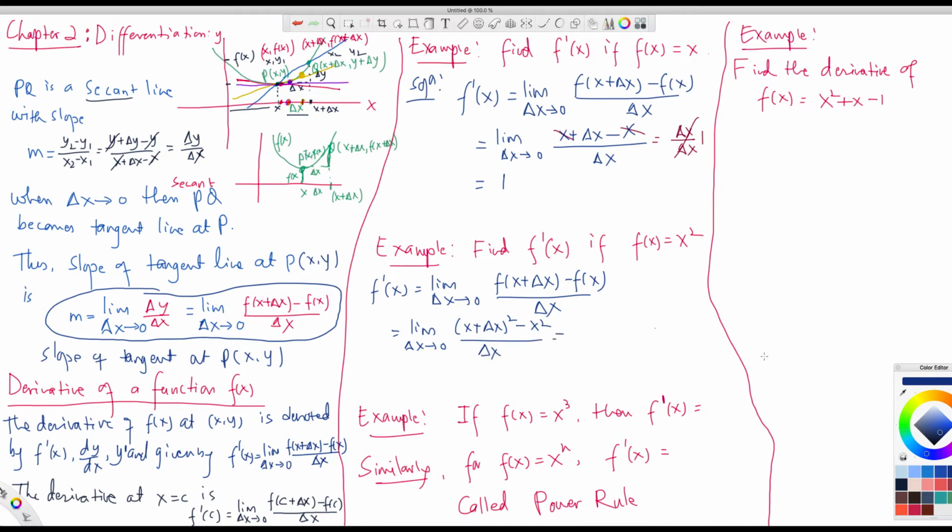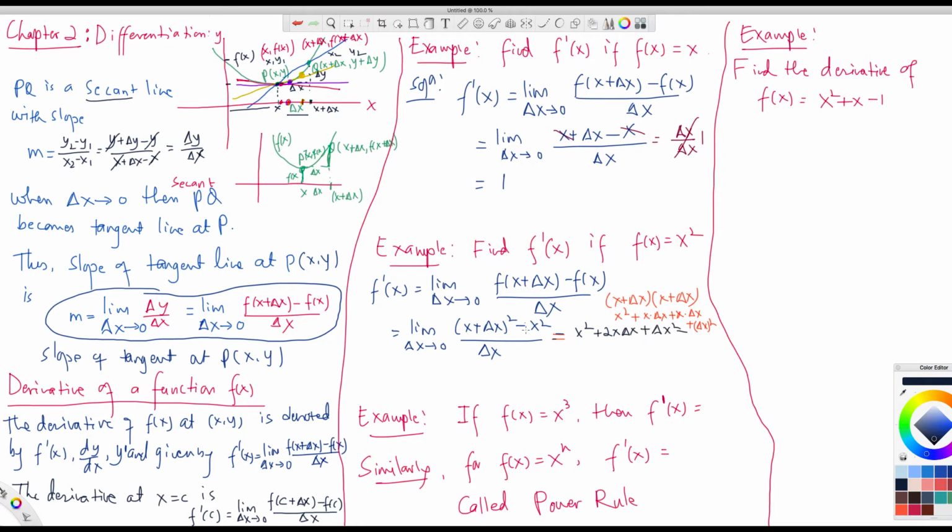Now how do I simplify the top? You simplify the top by foiling it. It is like x plus delta x times x plus delta x. So how much would that be? It is x squared plus x times delta x plus x times delta x plus delta x squared. So x times delta x plus x times delta x will be 2x times delta x. Let me write that down. It is x squared plus 2x times delta x plus delta x squared.